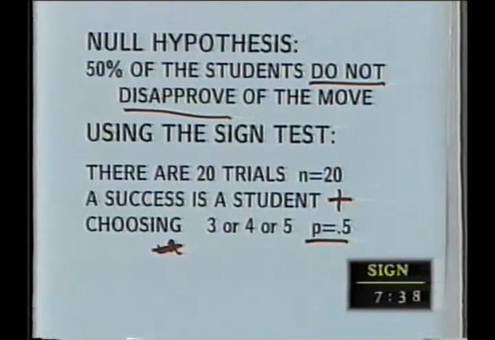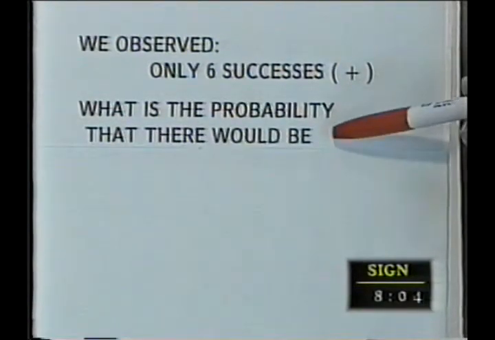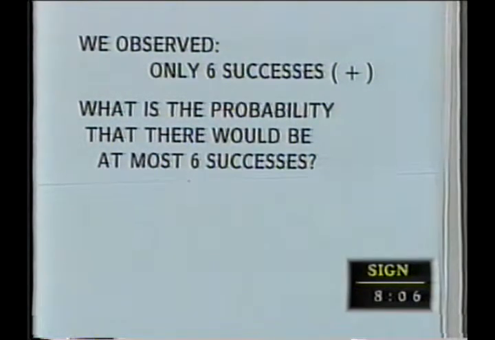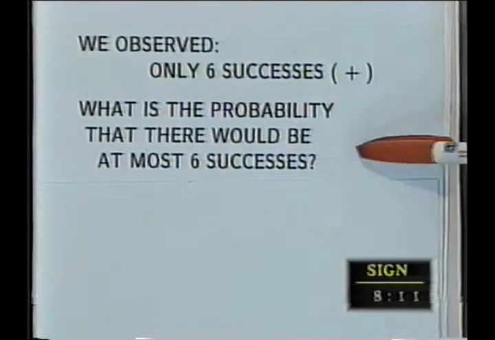Is the data consistent with that hypothesis? Well, we observed 6 successes, 6 pluses. If you remember the data we had, out of 20, none said 5, but 4 said 3, 2 said 4, and so 6 said 3, 4, or 5, so there were 6 pluses out of 20 trials. What is the probability that there will be, at most, 6 successes in 20 trials?